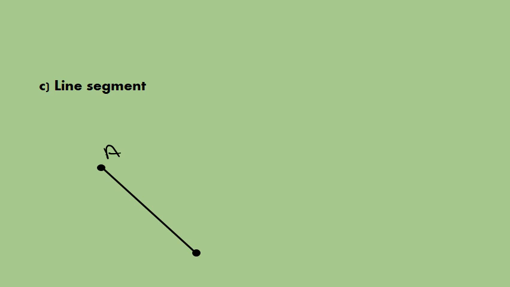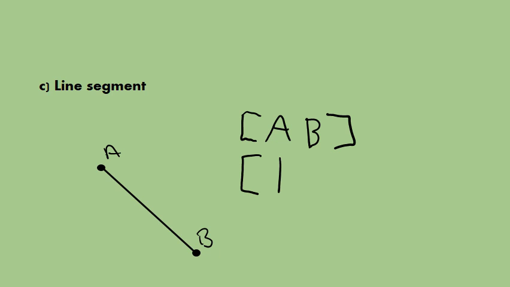By using its endpoints. So let's say I have A, B. How do we write this? We write the brackets, capital A, B, brackets. Or this is the same as what, Sharif? [BA]. Correct.